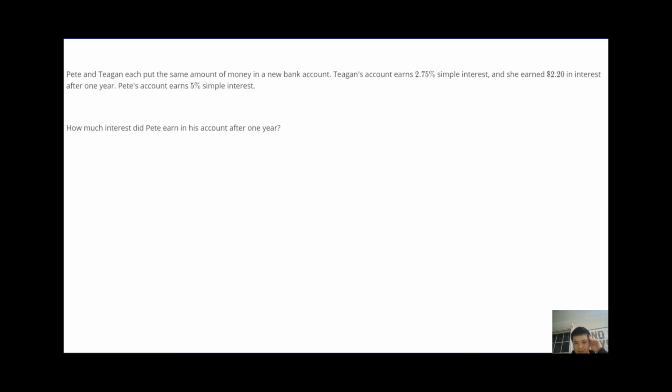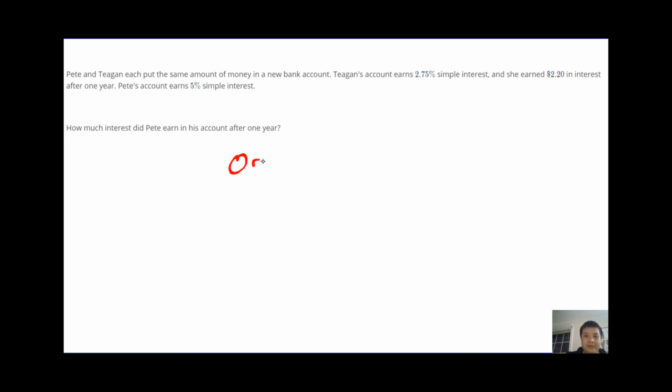This was a tough problem. Pete and Tegan put the same amount of money in a new bank. Tegan earns 2.75% simple interest and earned $2.20 in interest after 1 year. Pete's account earned 5% interest. How much interest did Pete earn in his account after 1 year? So, our goal is to find out how much money they each put into a new bank account because it says they paid the same amount in a new bank account.